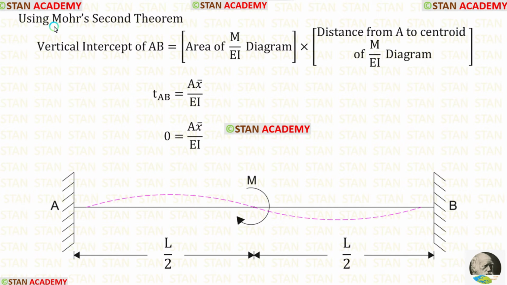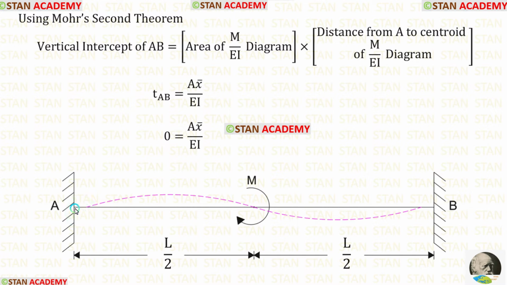Now let us use Mohr's second theorem. It states that the vertical intercept of AB is equal to the area of the moment upon EI diagram into the distance from A to the centroid of the moment upon EI diagram. The vertical intercept of AB is the tangent AB. Let us keep the area as A and the distance from the centroid as x bar.